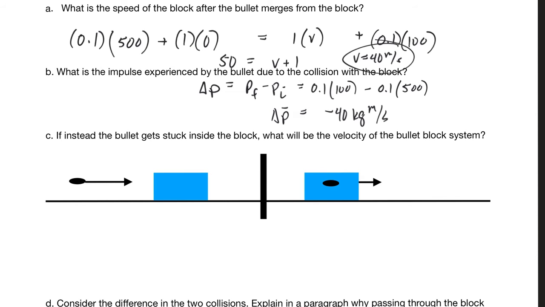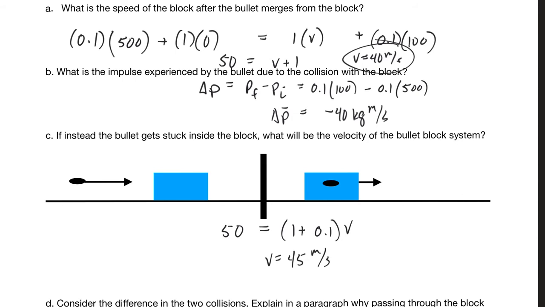Now, you don't have to redo the entire problem. We know the momentum before isn't any different, so all the stuff on the left side is the same. What has changed is the stuff on the right side. The block has a mass of 1 kilogram and a bullet 0.1, and they have the same combined velocity. So divide my 50 by 1.1, I get what, 45 meters per second? Something close to that.